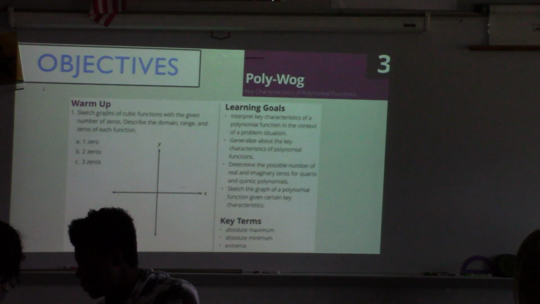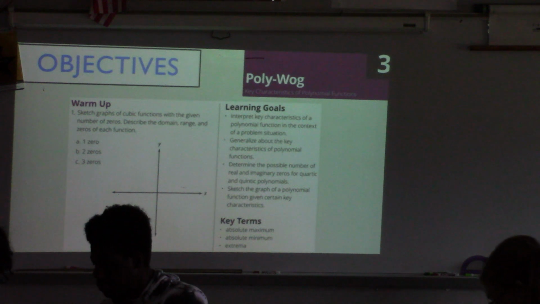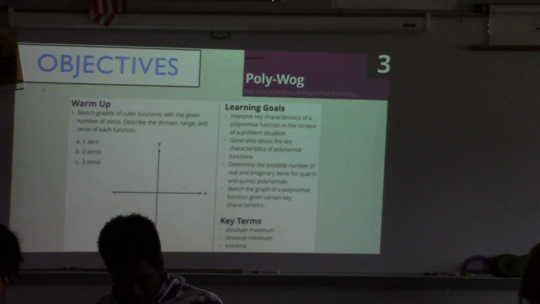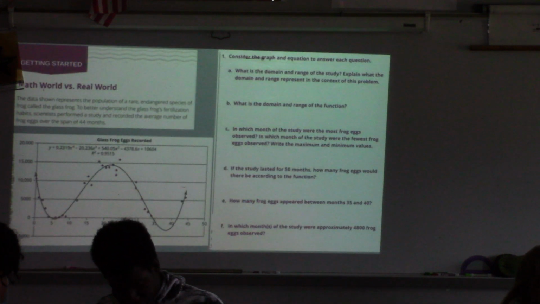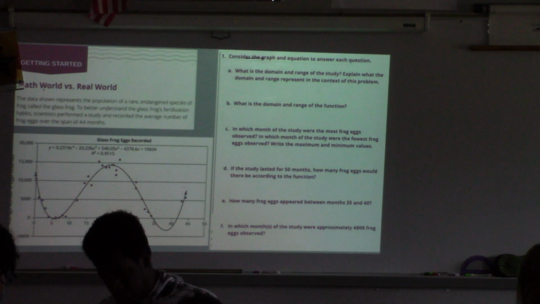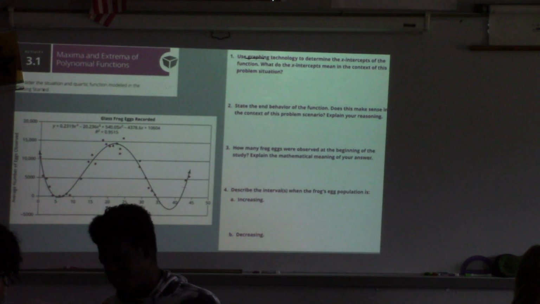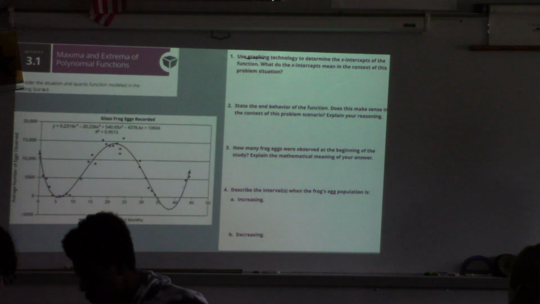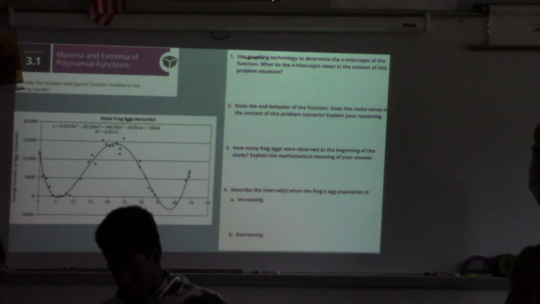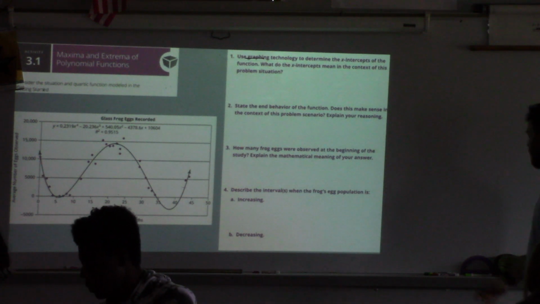Okay, so we're on Polywog. Please notice again, we are practicing with all the key characteristics. We looked at this getting started yesterday, where we talked about the difference between the domain and range of the study versus the domain and range of the function itself. And so we're going to talk more about maximum and minimum today. But what we are on right now is this 3.1. We're going to do numbers 1 through 3. We started to talk about number 4 yesterday.